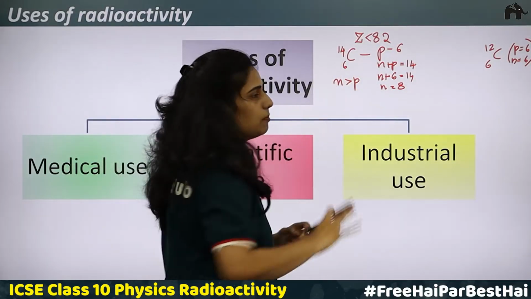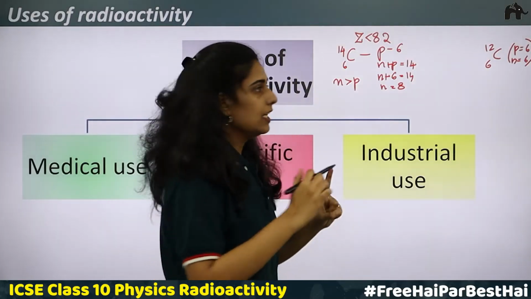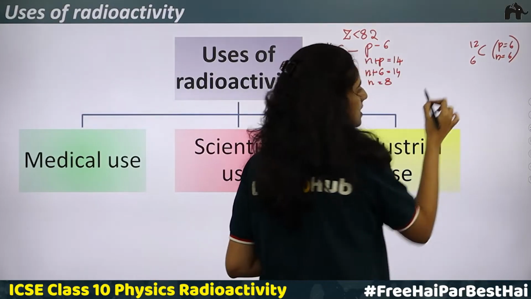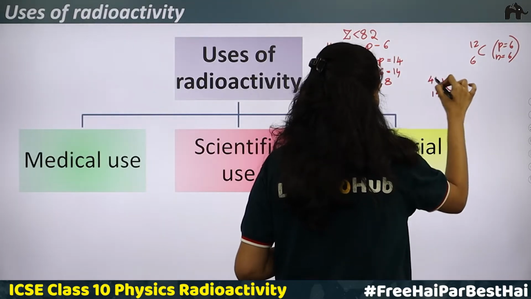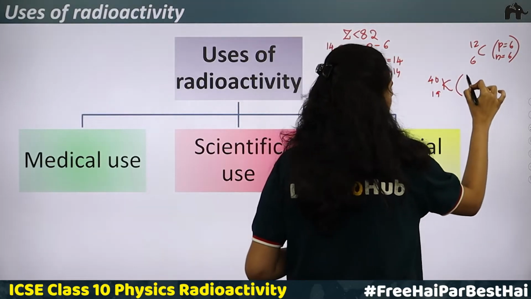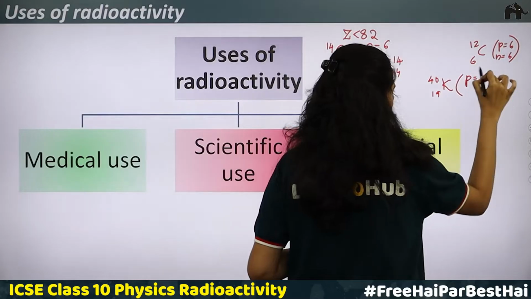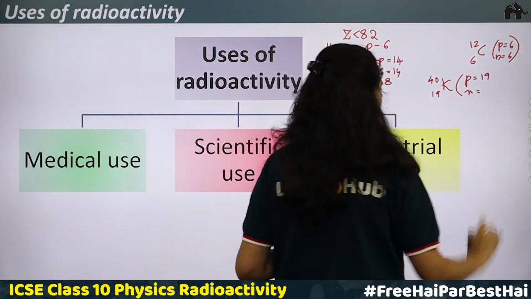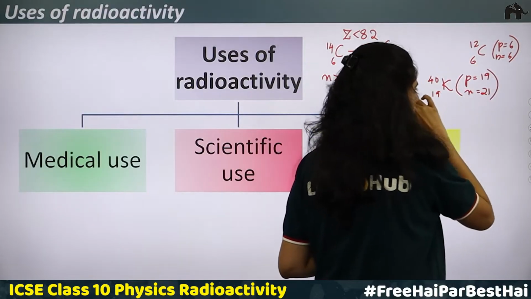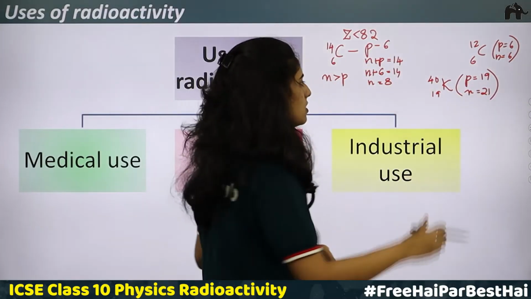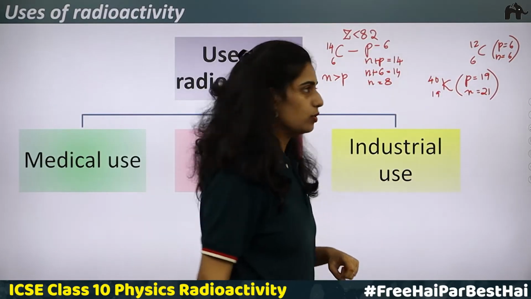So this is an example, carbon-14. Next is potassium-40. Here you will be able to see the number of protons is equal to 19. What about the number of neutrons? The number of neutrons is equal to 21. Again, the number of neutrons is greater than the number of protons. So this is also an example of a radioisotope.